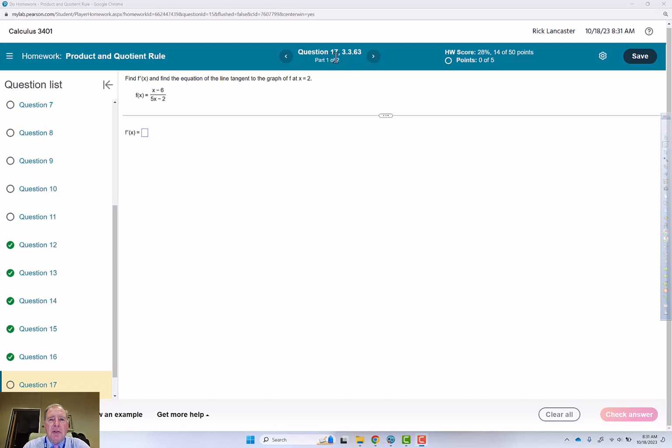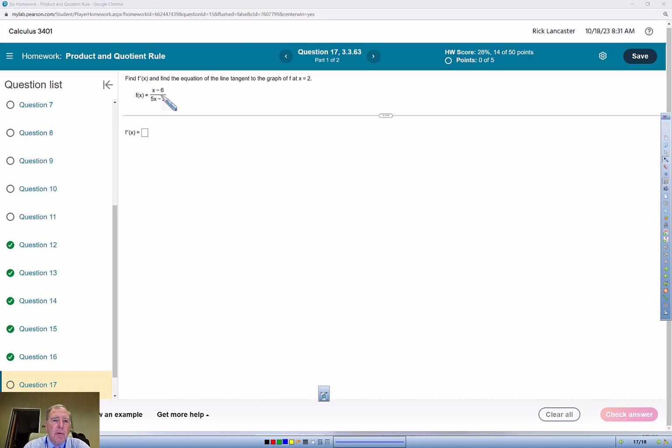This is question 17 of the product and quotient rule assignment. Find f prime and find the equation of the line tangent to the graph of f at x equals 2. So this is similar to the last question, but we have a quotient function instead of a product function.